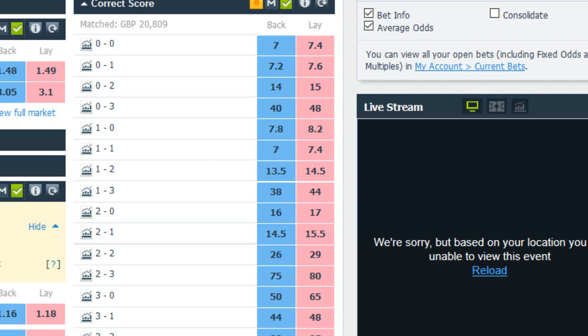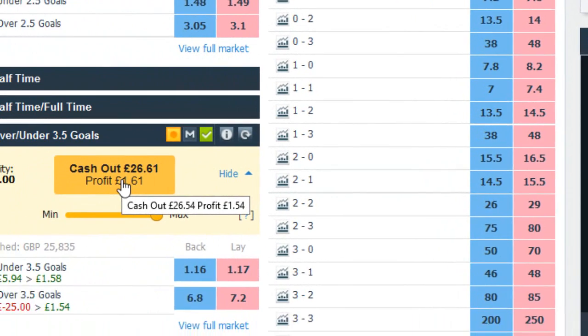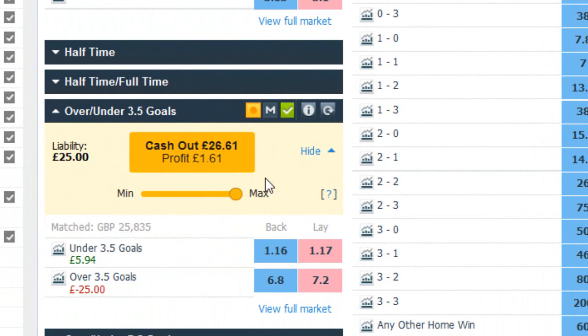As you can see, since I've been speaking, we could now cash out for £1.61. So that means we've now gone up to a 6.4% ROI. We were 5% just a couple of minutes ago. So it's all ticking along very nicely. The full ROI, if we were to stay to the end of the match, would be 25%, because we got odds of 1.25.